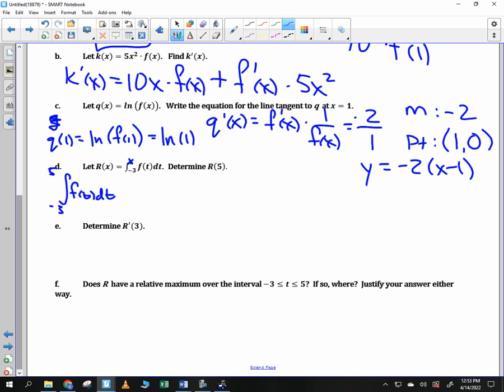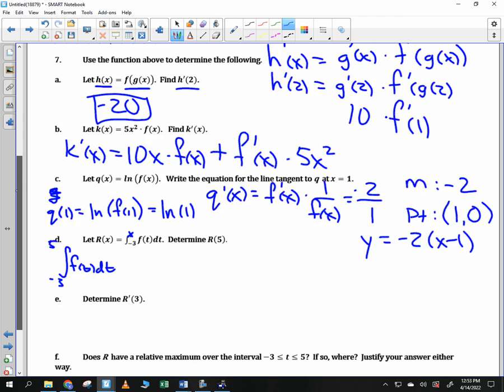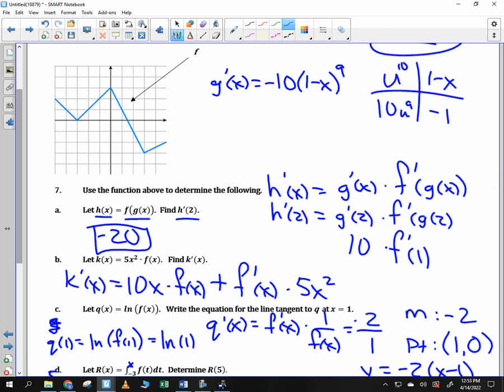We've said that that means area. That's the area from negative 3 to 5. So I want to find the area from negative 3 over to 1, 2, 3, 4, 5. I want to find the area from here to there. That's what that's asking. You go ahead and see if you can find that area from negative 3 to 5 and find it exact. Ready, set, go.